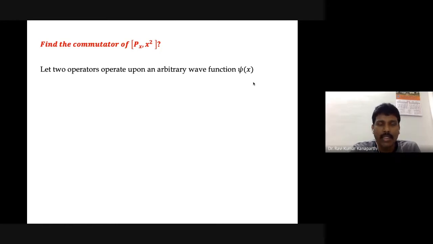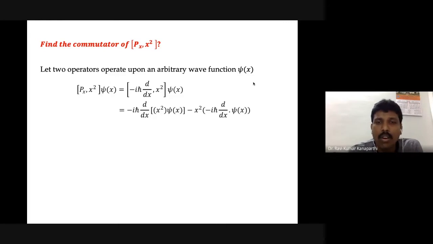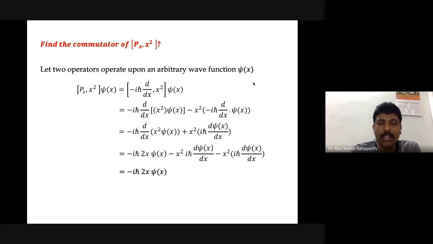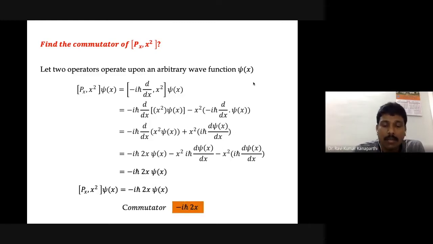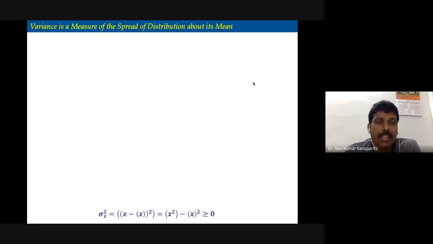Okay, so we can evaluate the commutator of px and x square operators by taking one more arbitrary function, psi of x or f of x, whichever is comfortable to you, and then going on calculating in a similar fashion. What we get is minus iħ 2x psi of x. Since psi of x is arbitrary, that can be cancelled, and the commutator is minus iħ 2x.